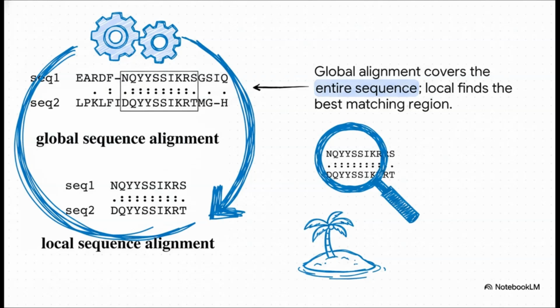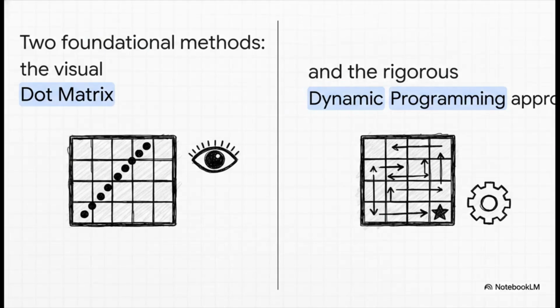It doesn't care about the whole thing. Its only job is to hunt for the single best patch of similarity between the two sequences. This is awesome for finding a shared functional piece, like an active site, in two proteins that are otherwise pretty different. And to actually run these strategies, bioinformaticians rely on some really powerful algorithms.